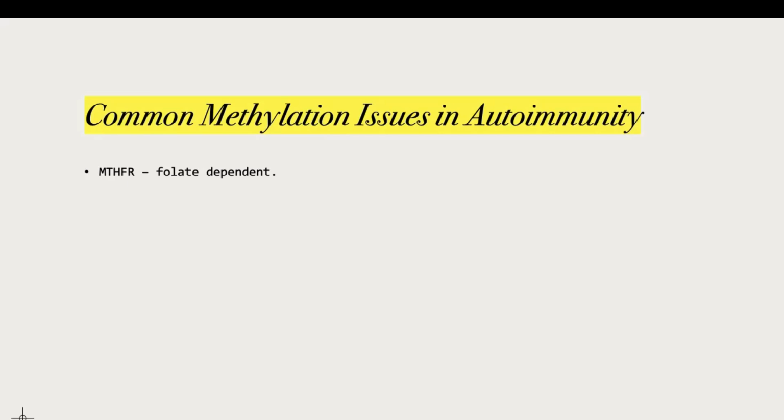Now, people with two copies of C677T actually make up to 70% less of the enzyme. That's 70%. So this is a really important mutation to pay attention to. It can really mess up that methylation cycle, particularly if there's a big need for methylation. So that's kind of the big one that will be the most commonly tested and that people will have heard the most about. But there are others as well.